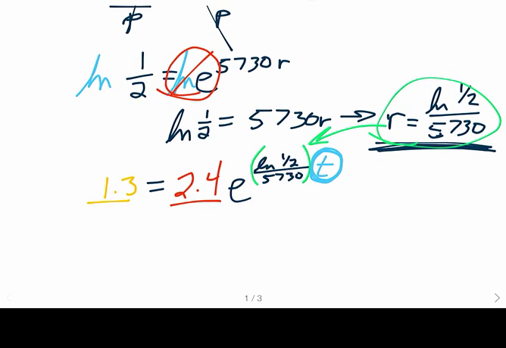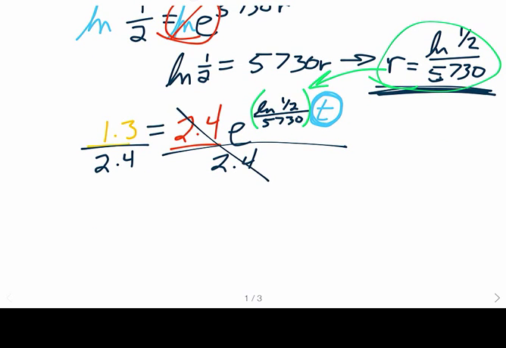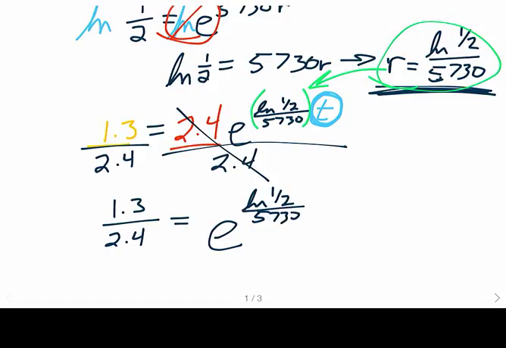Well, now I'm going to basically take the same steps I took a minute ago. We're going to get the exponential factor all by itself, and then solve for the variable that's in the exponent. To do that, I'm going to divide both sides by 2.4. And because I'm going to be putting this into my calculator in a minute, I'm going to leave it as 1.3 divided by 2.4. We'll just keep writing it like that. Is equal to e to the natural log of 1/2 divided by 5730 times t.